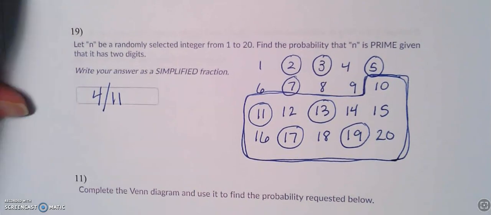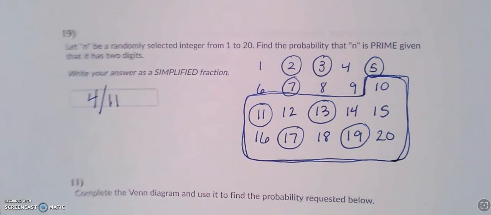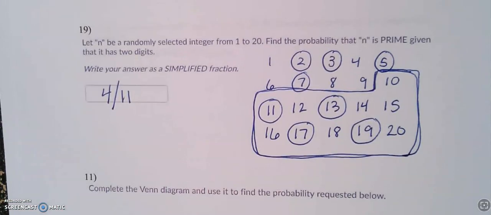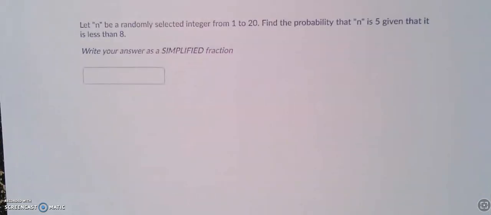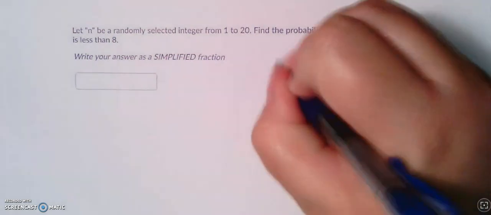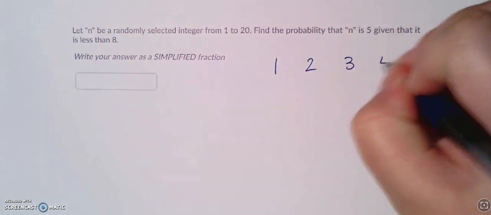Now, the other one that was also most missed, but was not a Venn diagram like this, was a lot like number 19. Let n be a randomly selected integer from 1 to 20. So we're going to write out the sample space again.